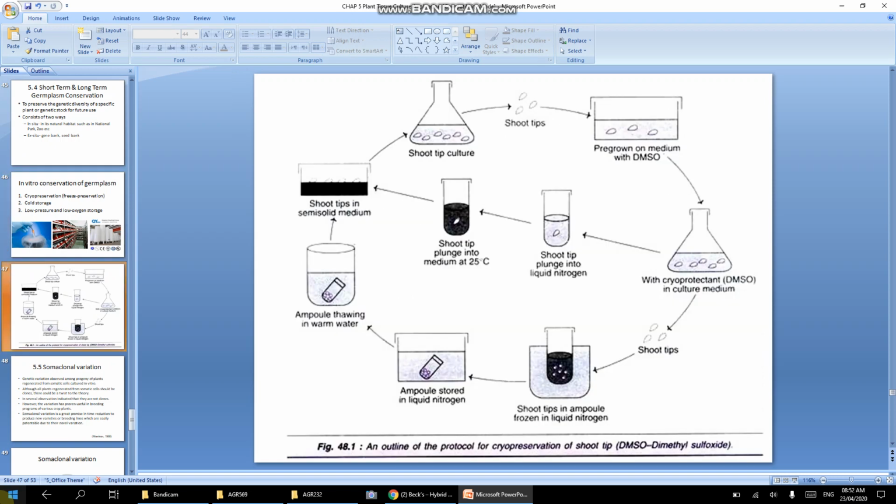So this is an outline of how to do cryopreservation. You can dip it in DMSO, dimethyl sulfoxide. So you have a shoot tip culture pre-grown on medium with DMSO, and then you can plunge it in medium, and eventually keep it in the fridge after you have put it into the DMSO.